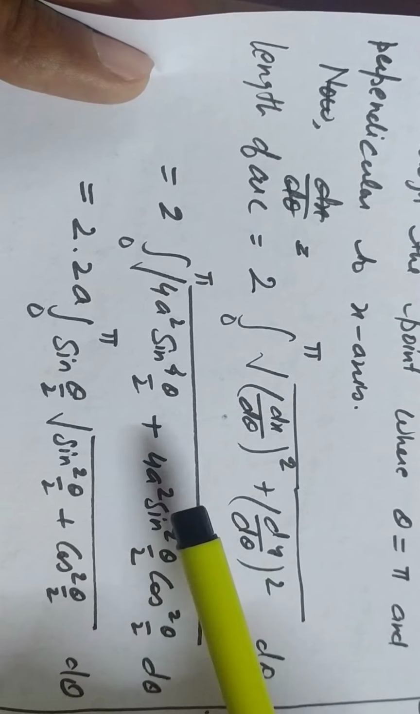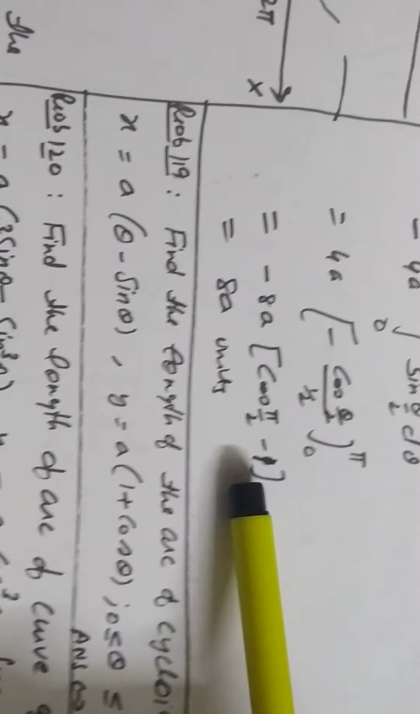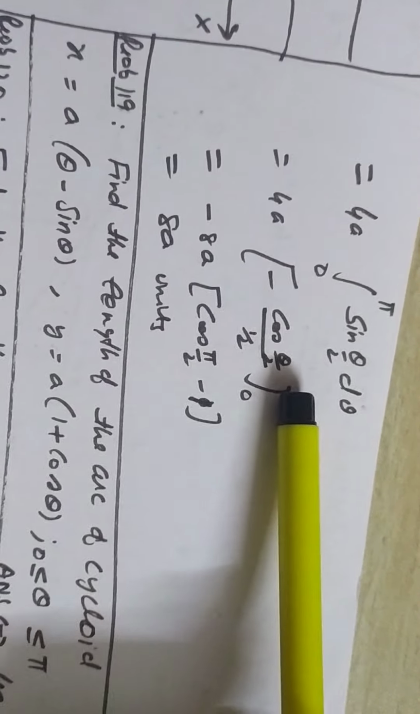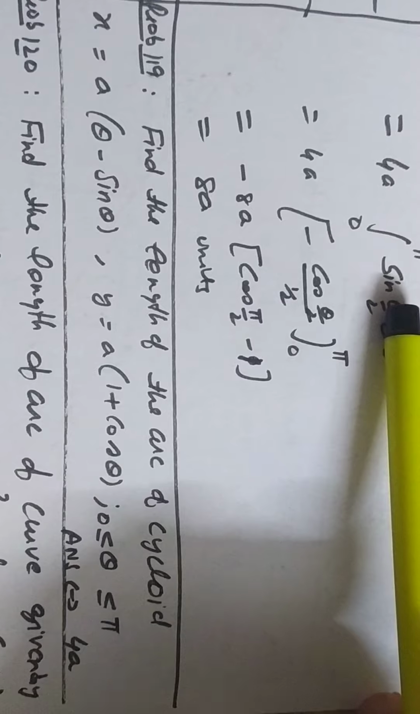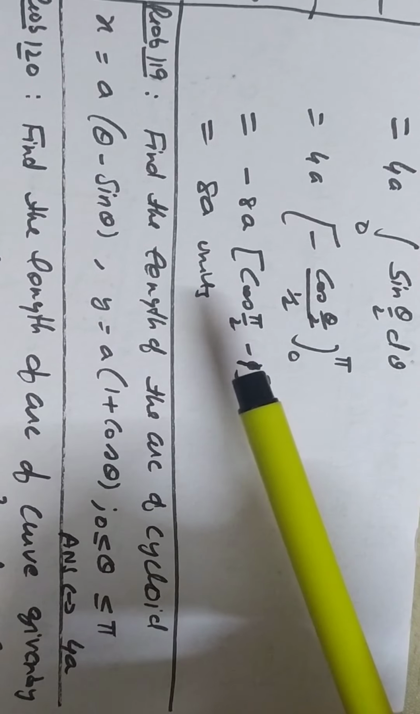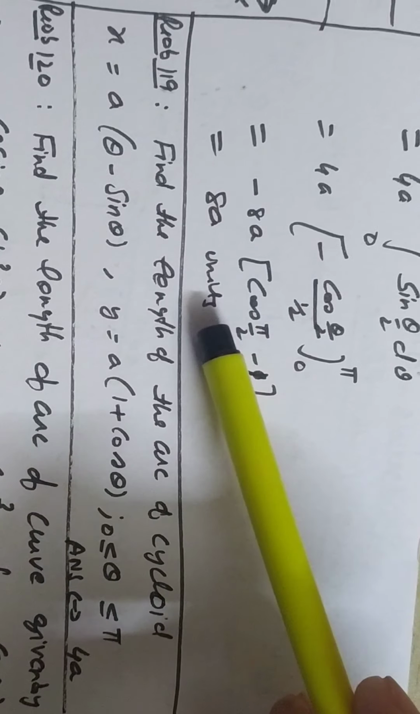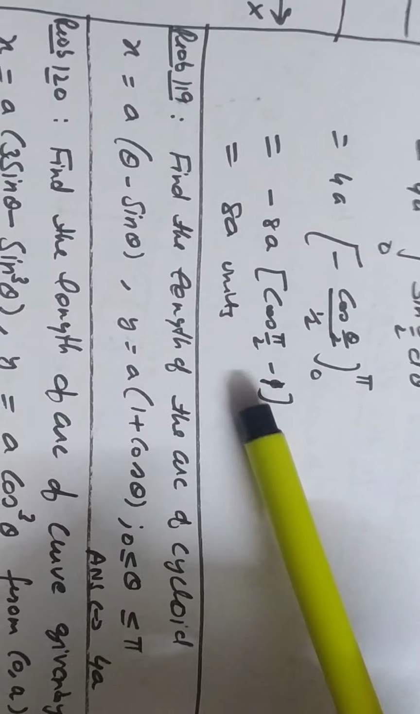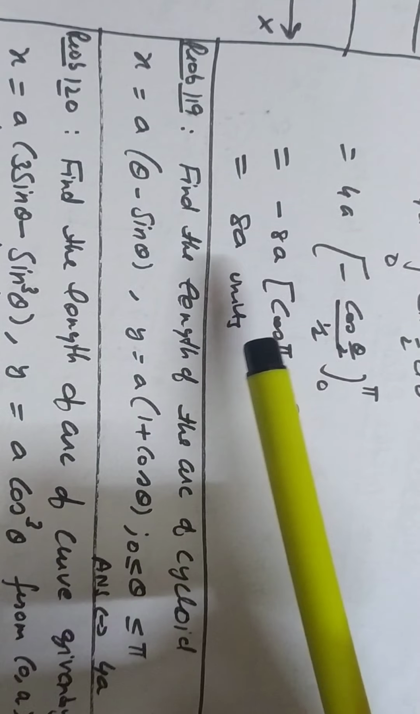After integrating, this is done for you. Integration has been done in this solution totally for you. So you can take this solution for your assistance, otherwise you have to perform the calculations yourself. Ultimately it will give you 8a units, the length of the arc. A similar question is also given for your practice.